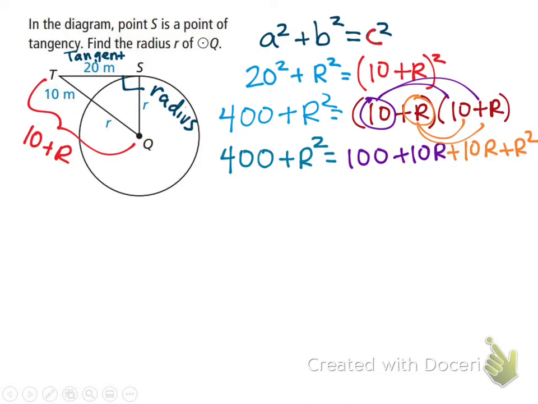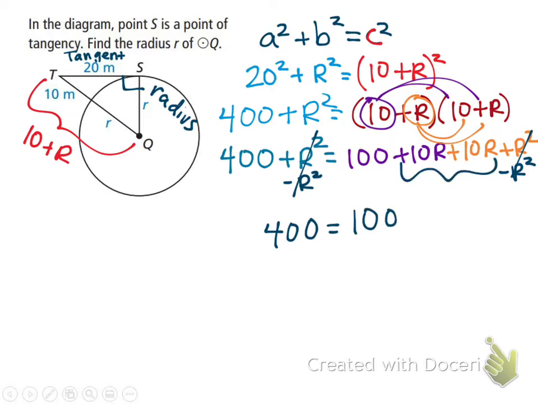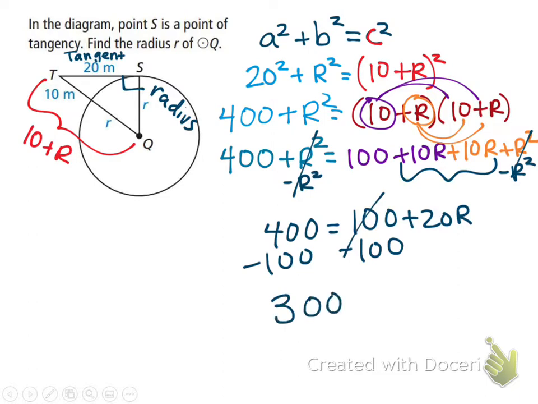What happens when I try to move either of the R squareds? They'll cancel out. So that'll go away. That'll go away. So I have 400 equals 100 plus, what's 10 plus 10? 20R. Subtract 100. 400 minus 100 is 300 equals 20R. So then R equals 15.